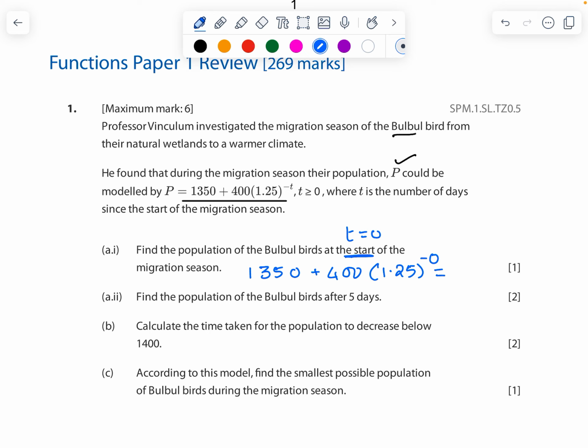So negative 0. Simplify that. You have a calculator, you use the GDC, you should be getting 1750. Find the population of the bulbul birds after 5 days. So plug in T equals 5. 1350 plus 400 times 1.25 whole to the power of negative 5. This should be giving you an answer in the calculator to 3 significant figures, 1480.